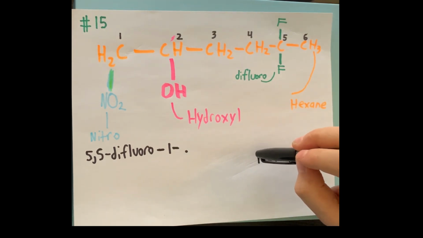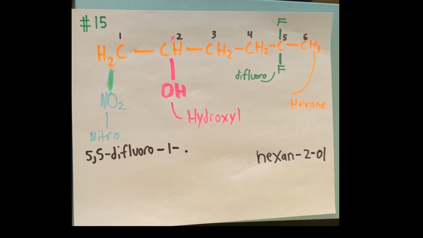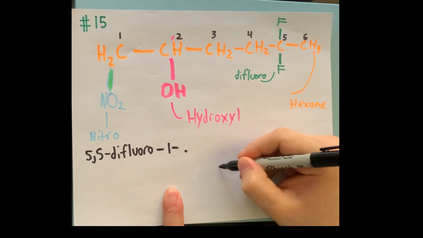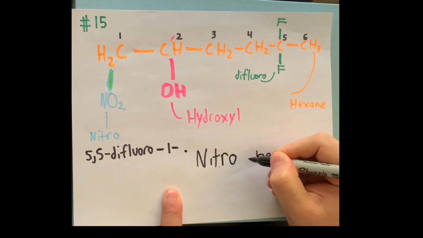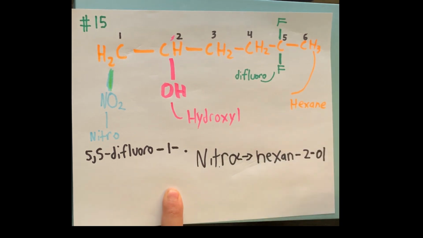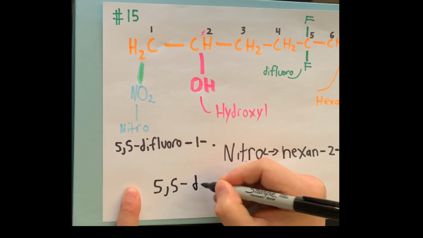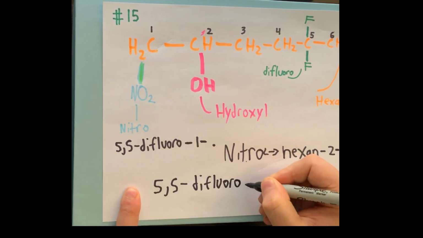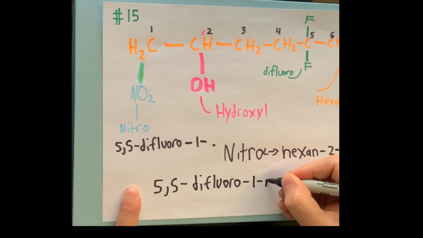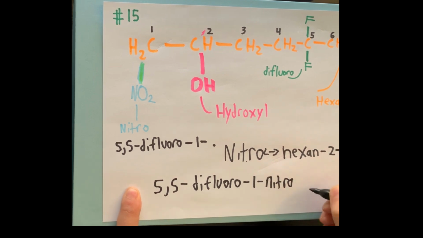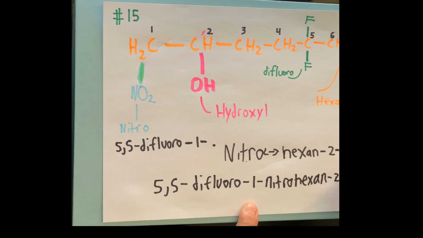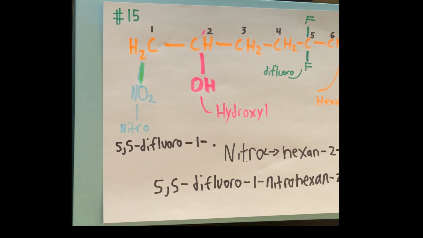Now, because of the nitro functional group, there should be no dash before the hexane, so it would be 1 dash nitro, and we got to close the space, hexane. So I'll rewrite that to make it nice and clean. It'll be 5,5-difluoro-1-nitrohexane-2-ol, notice lowercase. So this beautiful molecule, or compound rather, is 5,5-difluoro-1-nitrohexan-2-ol.